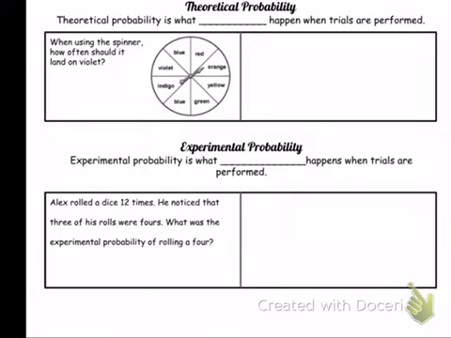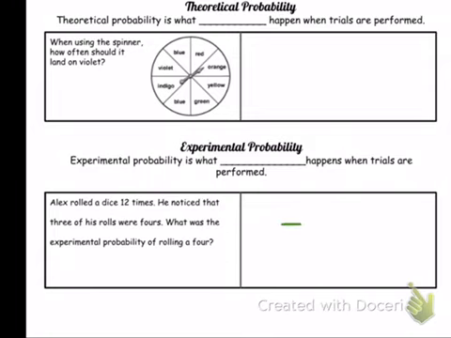Okay, the second type of probability is called experimental probability, and that's when you actually do the experiments over and over. So you can see in this one, it says Alex rolled the dice 12 times. He's actually rolling the dice. He noticed that 3 of his rolls were 4s. What was the experimental probability of rolling a 4?